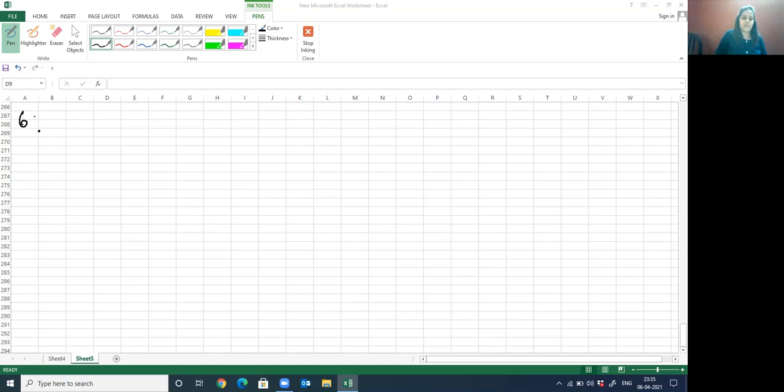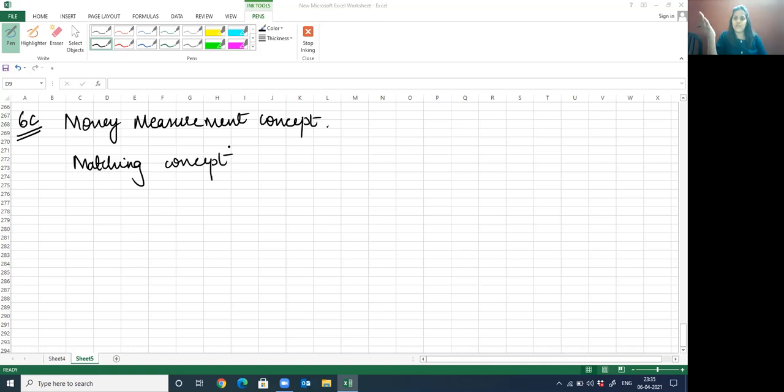And last one, question C, difference between money measurement concept and matching concept. Now, what is a money measurement concept? Money measurement concept says that all transactions which can be measured in terms of money should be recorded. Non-monetary items should not be recorded. And what is matching concept? Matching concept is for all incomes that you have earned during the year, whatever expenses are incurred, that should be recorded in the P&L. So for the revenue earned, corresponding expenses should also be recorded. For this, you should just write the definitions of money measurement and matching concept. That should be more than enough.